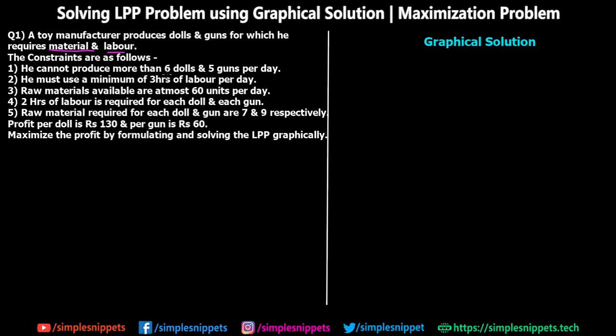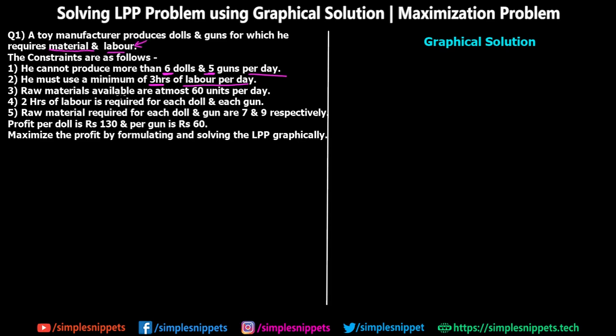So he cannot produce more than 6 dolls and 5 guns per day. So this is a limit. He must use minimum of 3 hours of labor per day. So minimum he has to use 3 hours. It can exceed more than 3 hours, but the constraint is that he has to use minimum 3 hours of labor. So the manufacturer has to use 3 hours of labor.